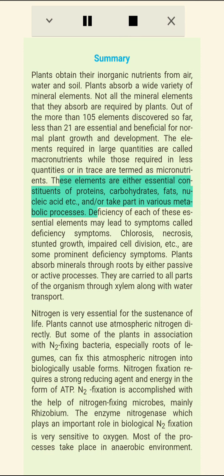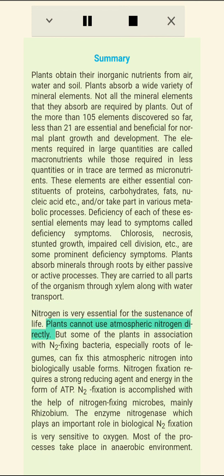These elements are either essential constituents of proteins, carbohydrates, fats, nucleic acids, etc., and/or take part in various metabolic processes. Deficiency of each of these essential elements may lead to symptoms called deficiency symptoms. Chlorosis, necrosis, stunted growth, impaired cell division, etc., are some prominent deficiency symptoms. Plants absorb minerals through roots by either passive or active processes. They are then carried to all parts of the plant through xylem along with water transport.